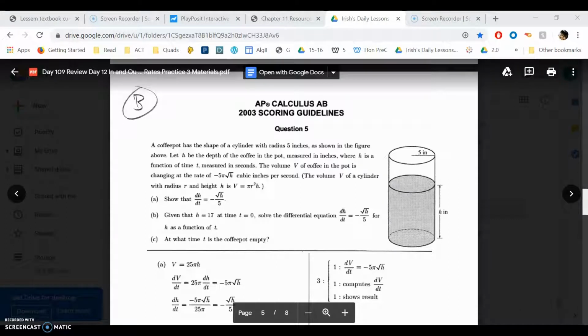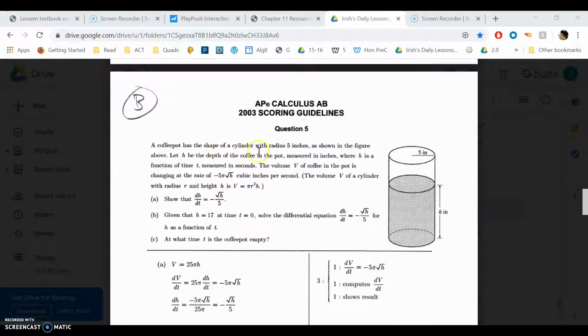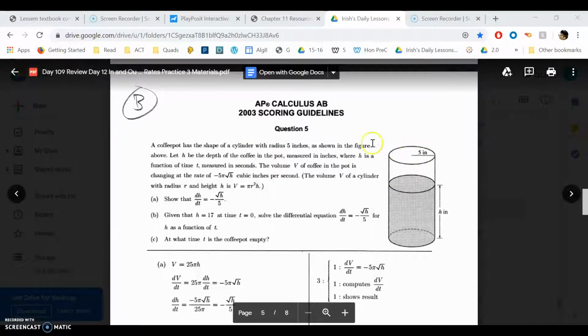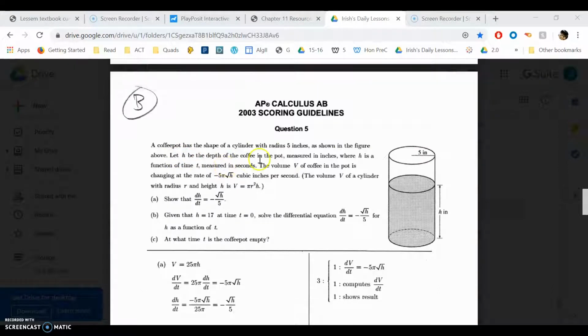All right, we're doing more related rates problems. Now we're going to do it in a free response. All right, here we go. We've got a cylinder that's filled with some liquid. It's a coffee pot, actually. A coffee pot has the shape of a cylinder with radius 5, okay? As shown in the figure above. Let H be the depth of the coffee in the pot.